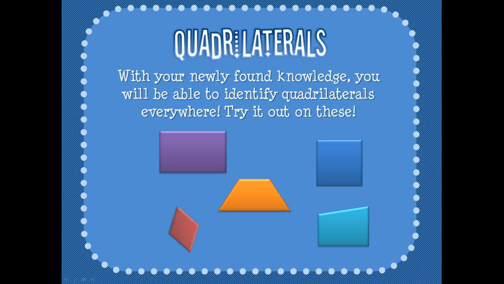Now, observe this picture. What is this? It's a rhombus. Now, observe this picture. Can you tell the name? It's a parallelogram.